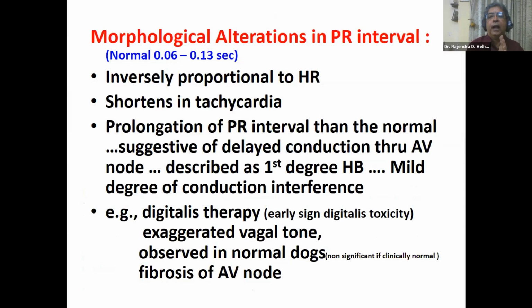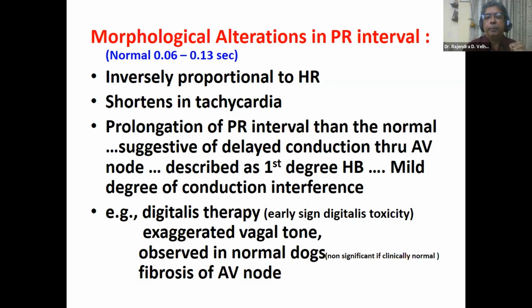Now, morphological alterations in the PR interval. So we have seen the morphological alterations of the P waves. Now, the PR interval is an isoelectric phase, and it is inversely proportional to the heart rate. The normal PR interval in the dog is between 0.06 to 0.13 seconds. It shortens with tachycardia and it prolongs with bradycardia.